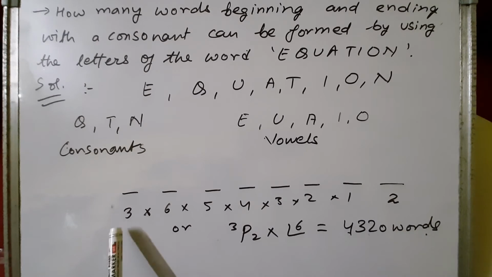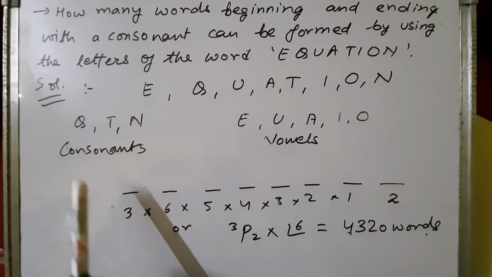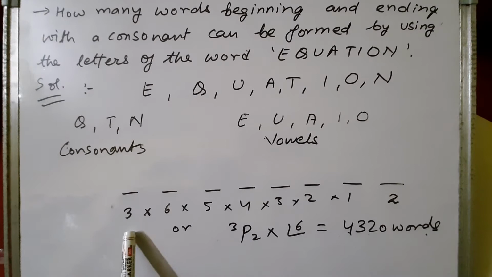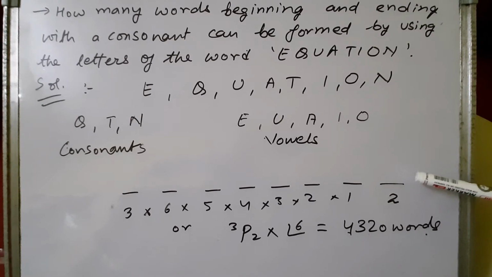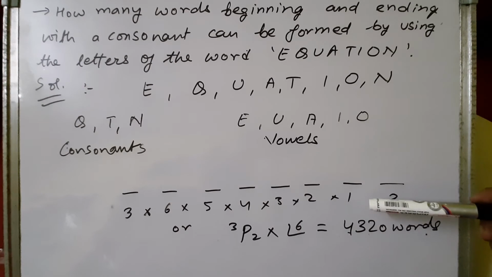So how many consonants do we have? 3. So how many options do we have for the first place? We have 3 options. Any of the consonants can occupy the first place. Once the first place is occupied, how many consonants are left? 2 consonants. That means for the last place we have 2 options, right? And how many letters are remaining now? 6 places and 6 letters remaining. So 6 places, 6 letters, how many ways can they be arranged?